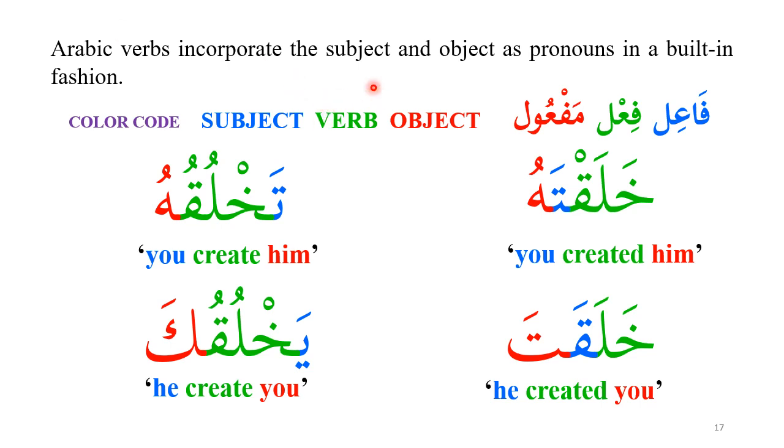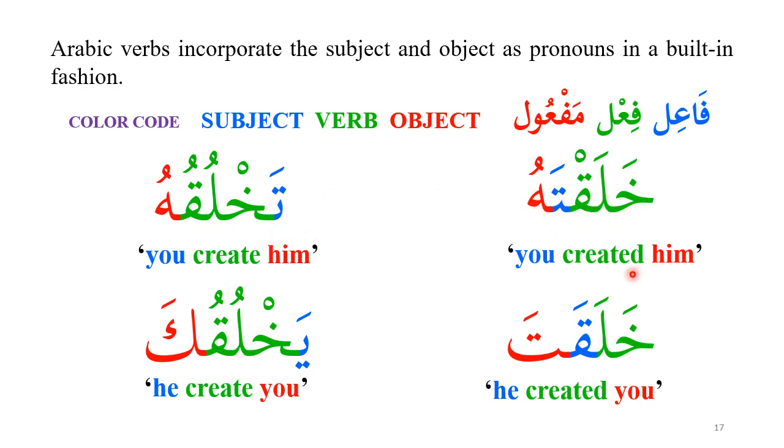All right. Now, in the case of verbs in Arabic, the verbs incorporate, as I said, the subject and object as pronouns. Always, there is no exception to this. For example, "you created him." In English this is three separate words, right? But in Arabic, it's a single word: khalaqtahu. We know khalaqa is the verb, and then the ta here is the subject, and the hu is the object. So it's already incorporated, as you can see.